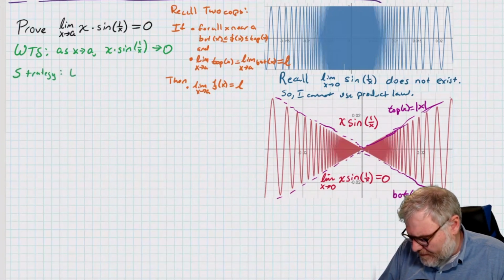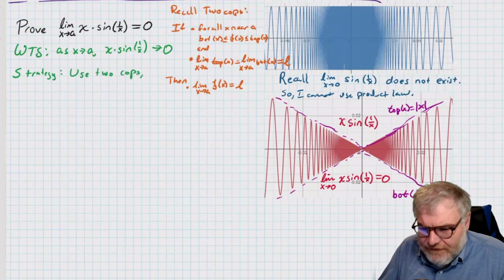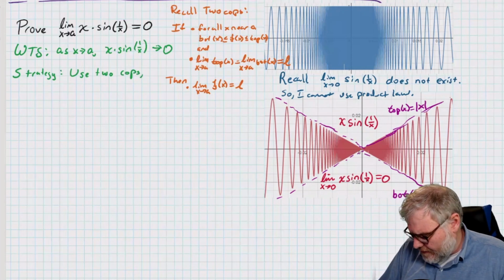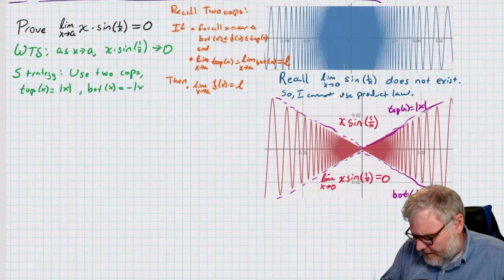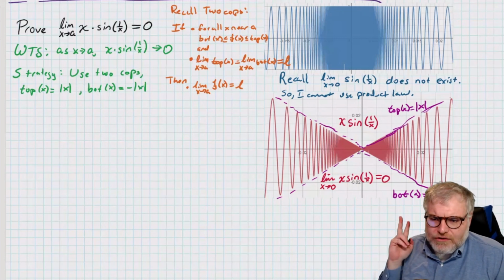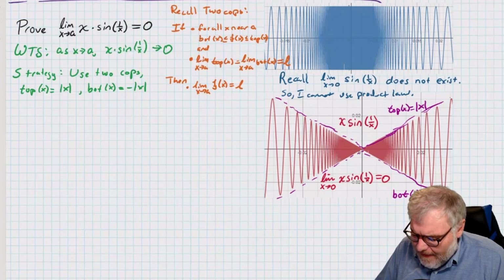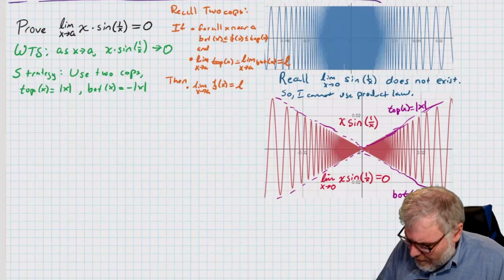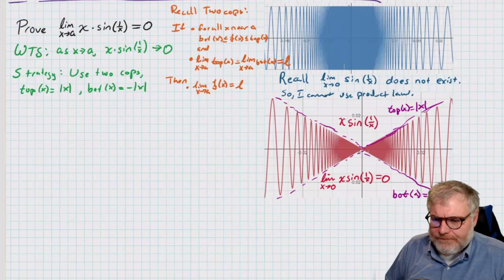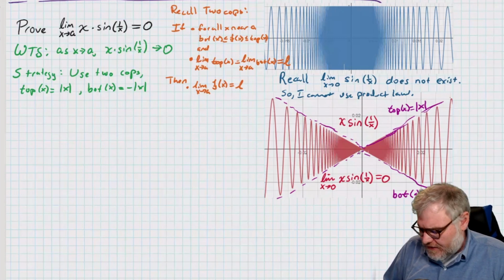And my strategy is going to be to use two cops. And then since I have this picture here, I'm going to add a little intuition. Top of x is going to equal the absolute value of x, and bot of x is going to equal negative absolute value of x. So if I want to do this, I need to show two things. I need to show that my first condition is met here. I need to show that for all x near a, bot of x is less than or equal to f of x is less than or equal to top of x. And I need to show that everything is going to the same place, L. Okay? In this case, I need to show that everything goes to 0.